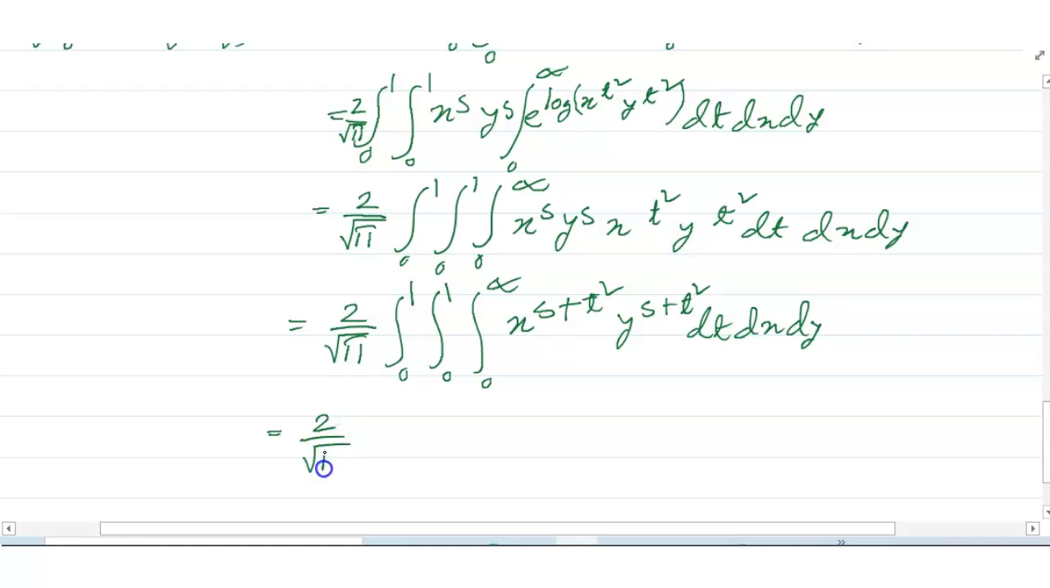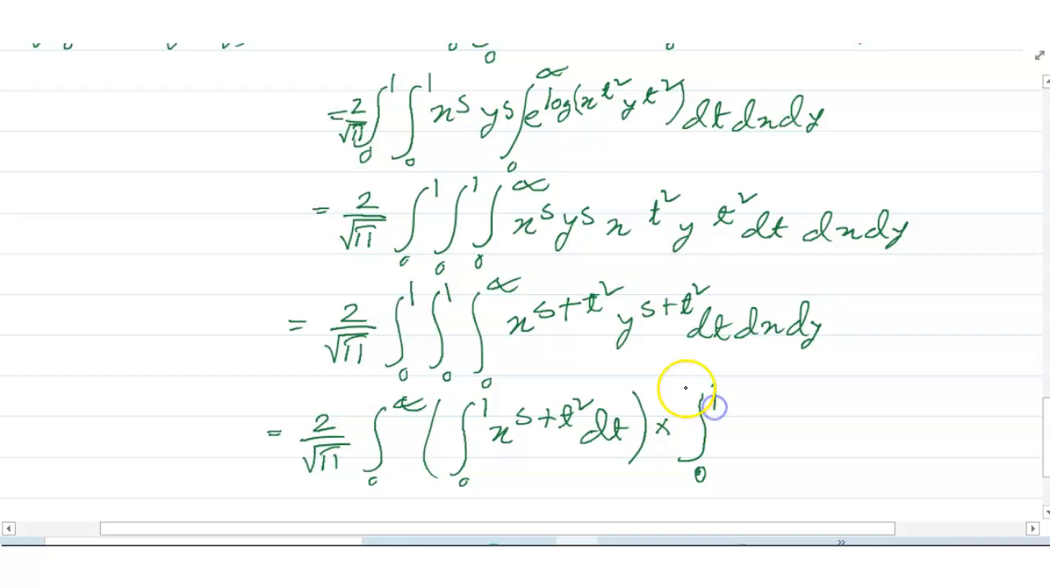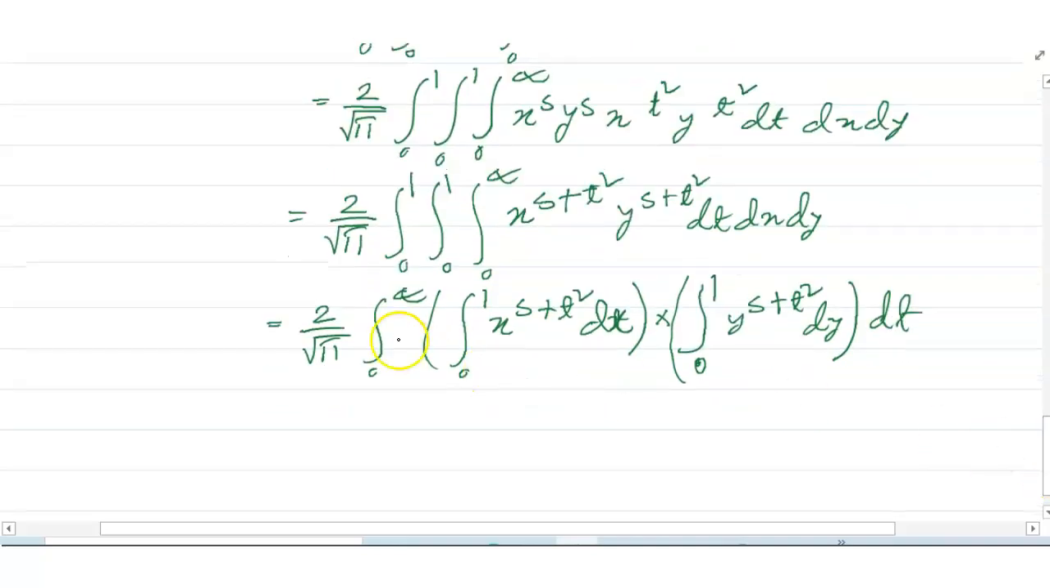Now whatever I want to do this way, that is 0 to 1, 0 to infinity, and now I write 0 to 1 x to the power s plus t square into dx, into 0 to 1 y to the power s plus t square into dy, and after that I write dt. Very easy, very simple form, friends.